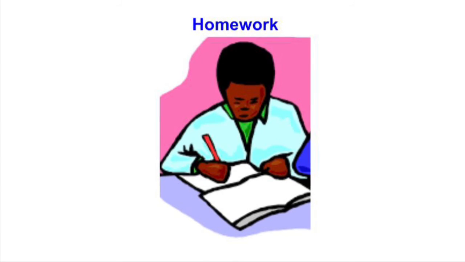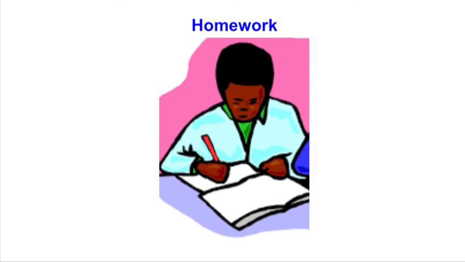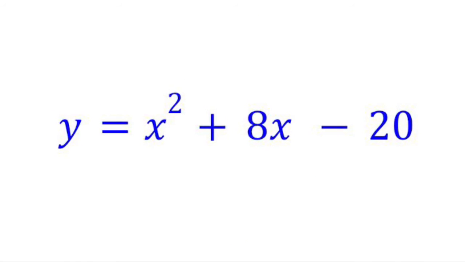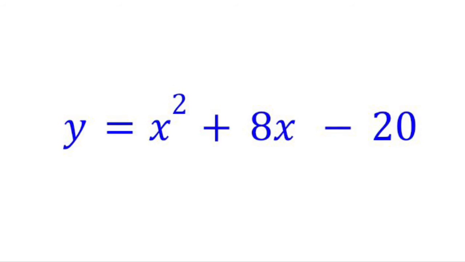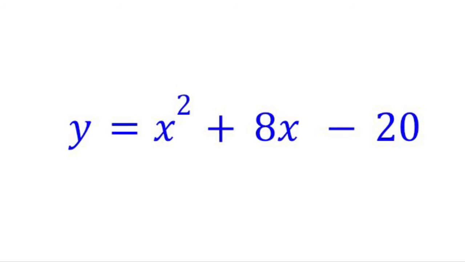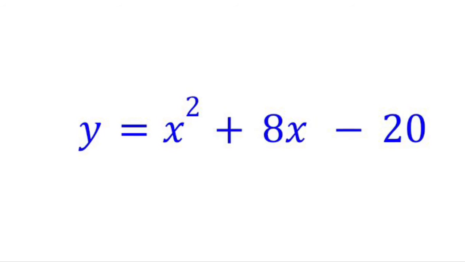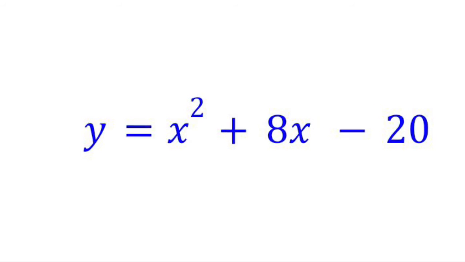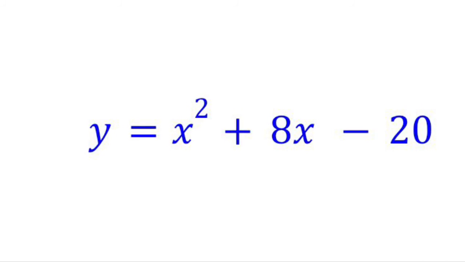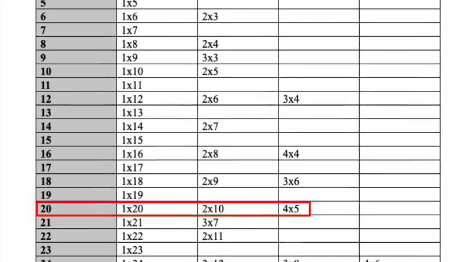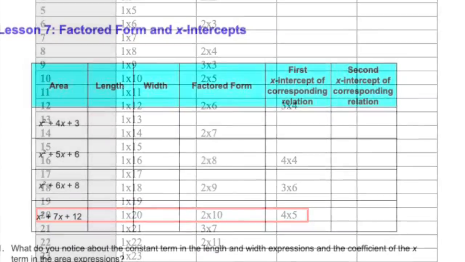I'm leaving you with this equation in standard form. Y is equal to x squared plus 8x minus 20. It's another one of these equations where there's a negative, so you have to think about that. But like always, we're going to use our chart. And if you were to look at the chart, and don't forget, I have shared it with you on Google Classroom. For minus 20, there would be a bunch of options. We want to figure out which one works best for this question.